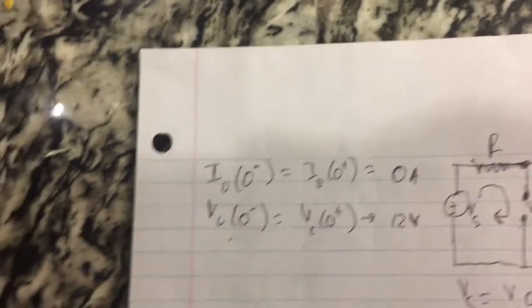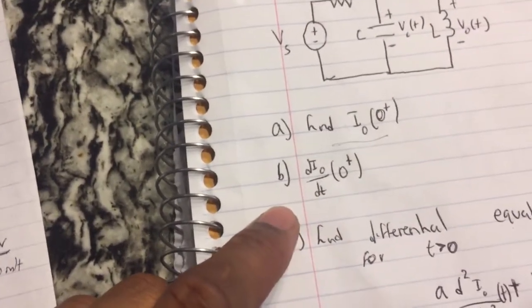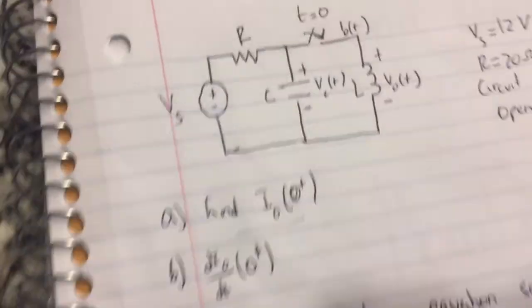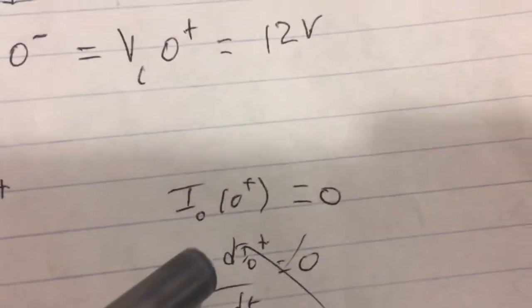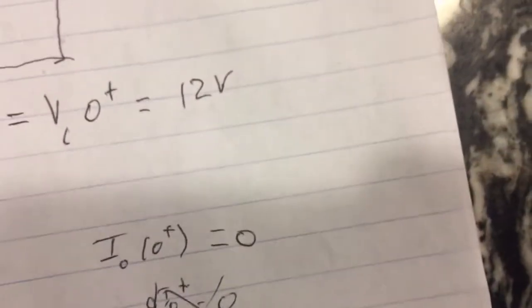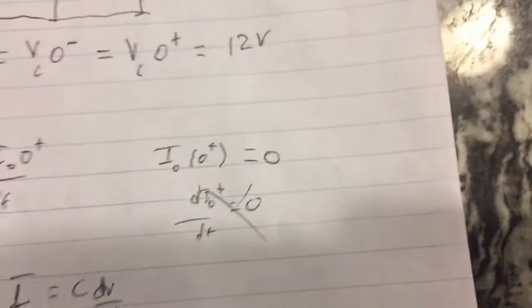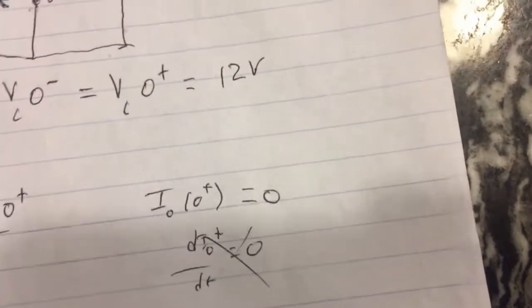Good, good. Alright. Next thing we need to do is solve for di₀/dt(0+). I know what you're thinking. You're going to try to do something like this. Find the derivative of this and that, and you're going to get 0. Well, that's not right. I'm sorry. It's not right. I tried that too. I wish life was that easy.